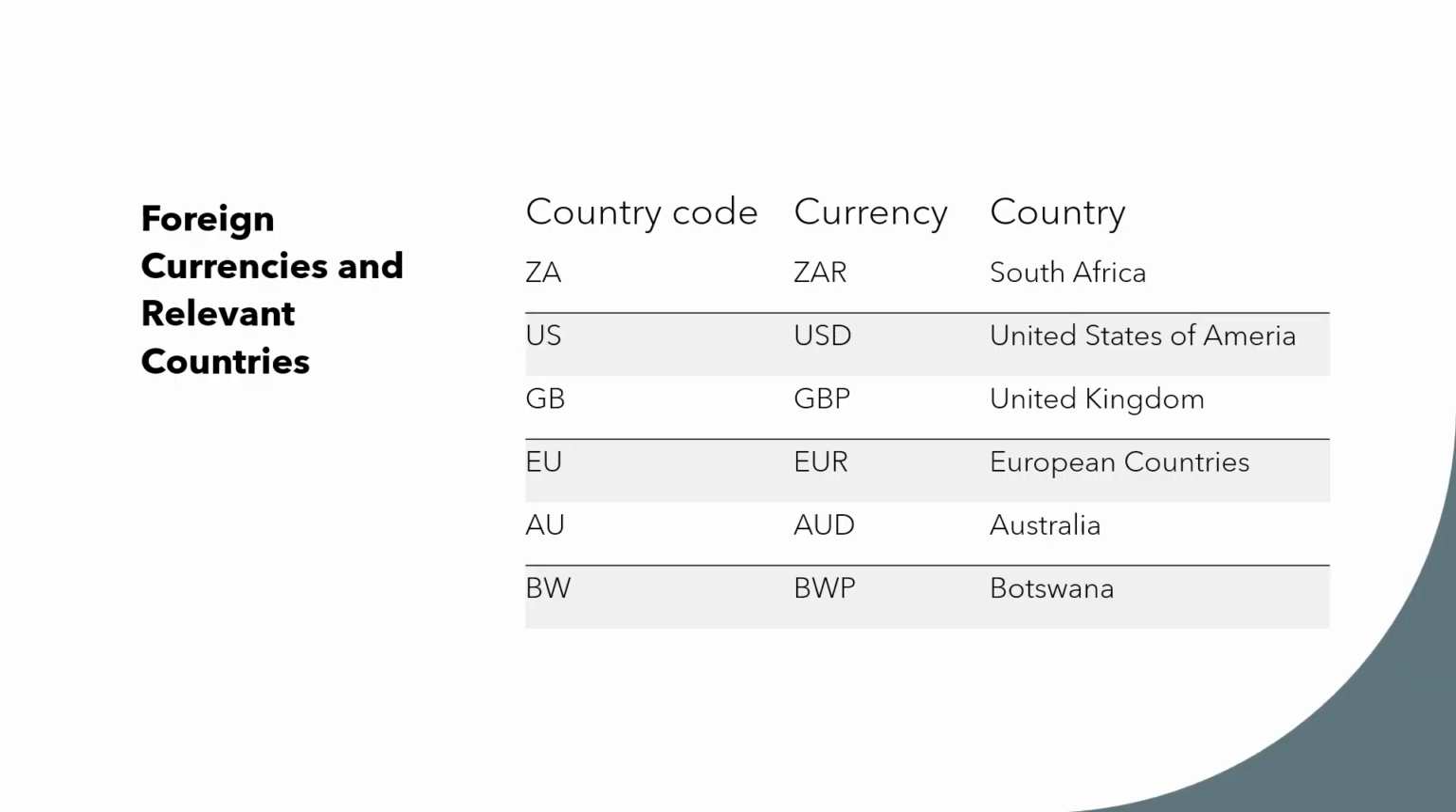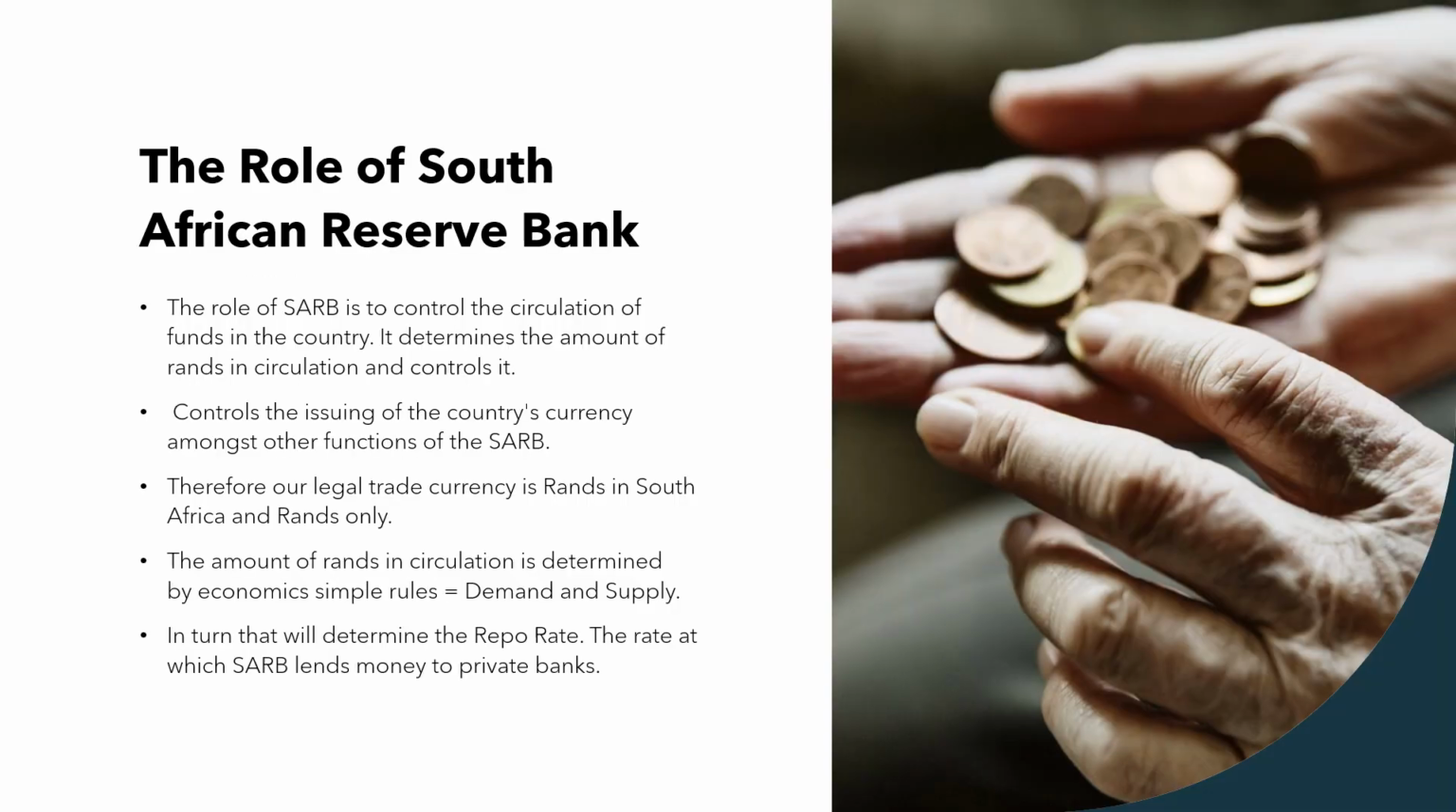So what happens is that with all these currencies, in South Africa, we have what we call the South African Reserve Bank. They are the governor that controls all the currencies. The role of the Reserve Bank is to control how currency is being used in South Africa.